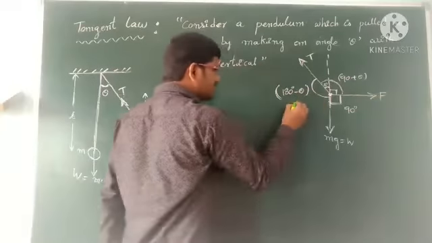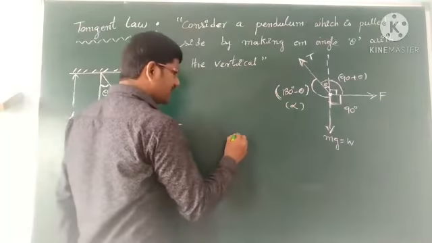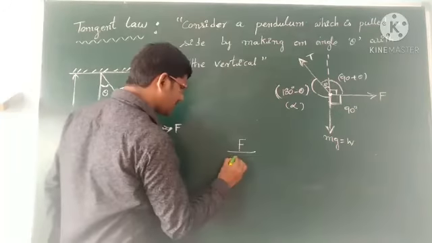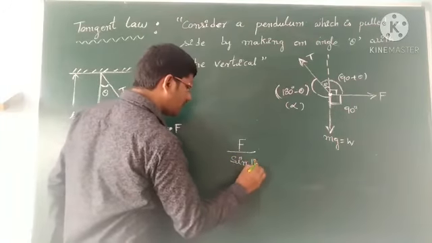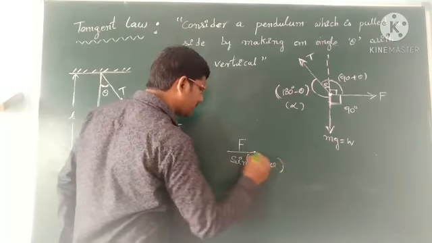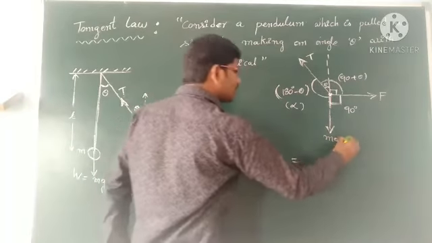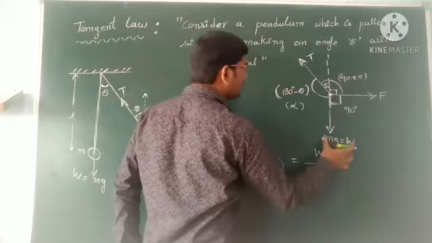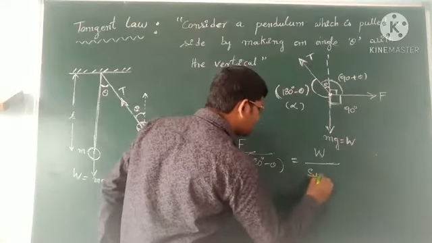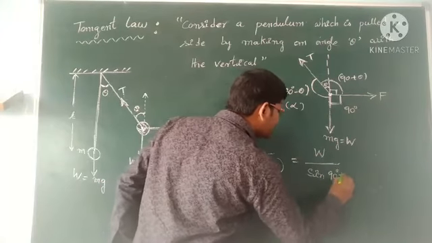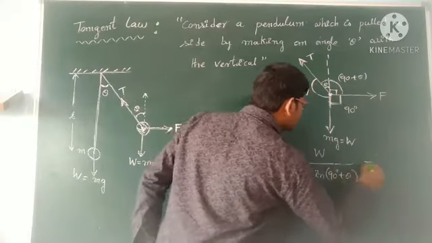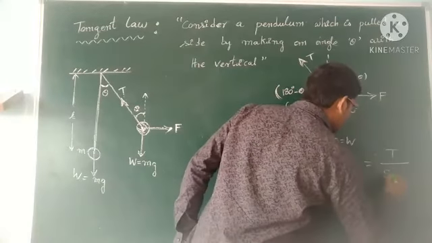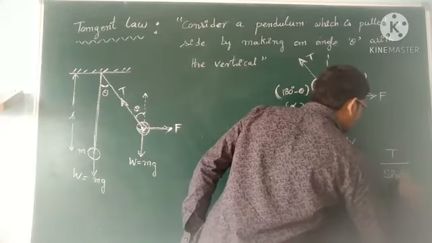If this is F and this angle is called alpha, F by sine alpha means F by sine of 180 minus theta. Sine 180 degrees minus theta is same as sine theta. So this is called what students? Weight. So W by, so what will we write? W by sine 90 plus theta, which is same as tension T. So what will we write students? T by sine 90 degrees, you can write it.